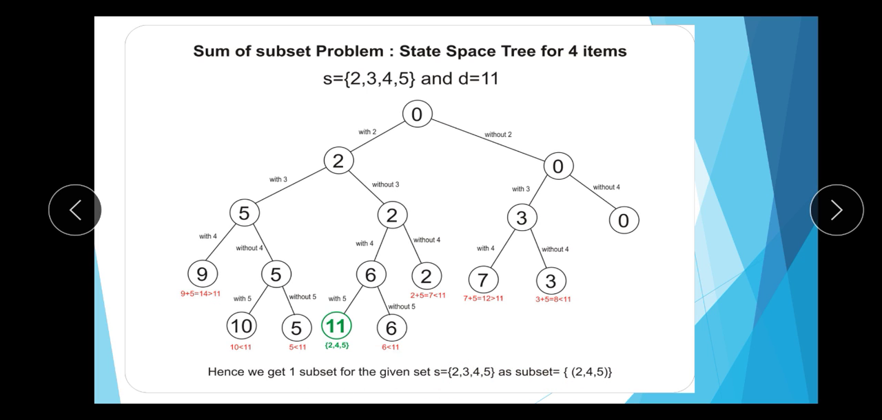In this way we solve the sum of subset problem and draw the state space tree for more and more elements. Always remember, if we have n elements, then our tree always contains n plus 1 levels. Here we have 4 elements, so we have 5 levels, 1, 2, 3, 4 and 5. We always contain n plus 1 levels.